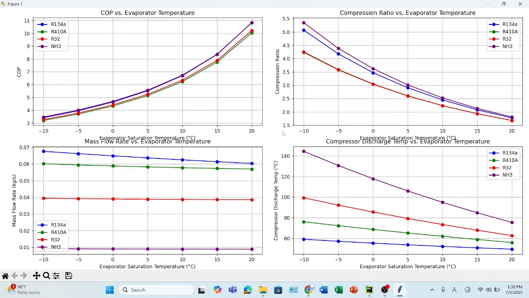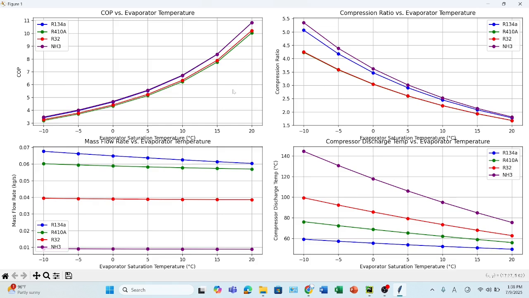Here you can see R32 is desirable, and here you can see the mass flow rate, the minimum mass flow rate. So the minimum mass flow rate is for ammonia. The minimum mass flow rate also indicates that this refrigerant will have the least charging amount in the circuit. And here you can see ammonia is also not desirable because it is having the largest discharge temperature. So here you can conclude there are some things in which ammonia is preferable, and there are others in which ammonia is not preferable.